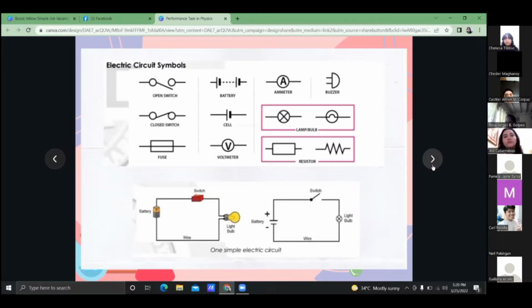The first one are the two symbols of switch, the open switch and the closed switch. Then the next one is the fuse, in which it breaks the circuit if a fault in an appliance causes too much current to flow. And then the next one is the battery. The symbol for a battery is made by joining two or more symbols for a cell together. And then the cell, as you can see, has a longer and a shorter line, which means that the longer line represents a positive terminal and the shorter one represents a negative terminal.